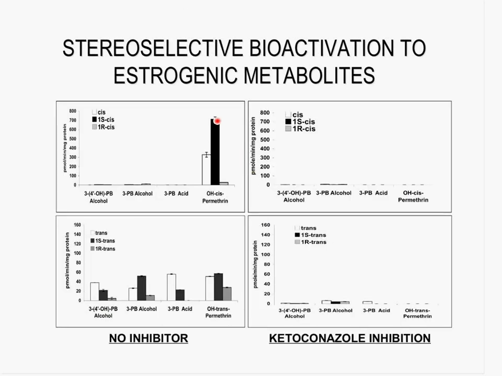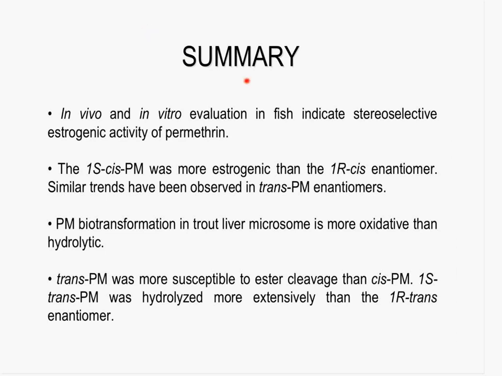And this confirms that, again, 1S-cis is the most estrogenic, and it makes the highest amount of that hydroxylated metabolite. So if you go after an analyte and you want to regulate something, that hydroxylated metabolite is the compound you need to go after, and not the parent compound per se. So it just shows you the complexity of the problem.